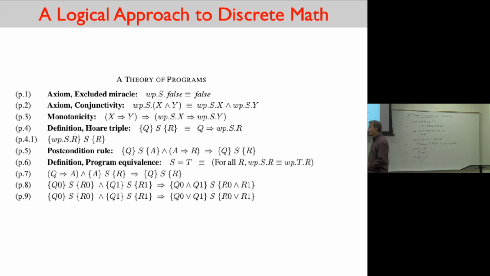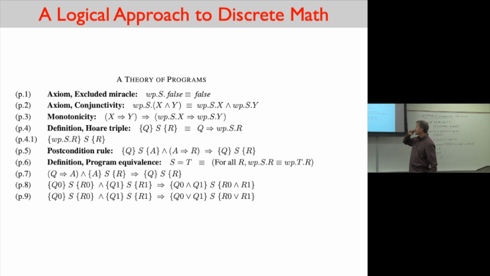Okay, so now let's look at 4.1. What does 4.1 say? Anytime you have an S and an R, it says that WP.S.R really is a precondition. It's true, and that does make it valid. In other words, it's kind of trivial, but we're proving that WP.S.R is a precondition. We know by definition we call it the weakest precondition, but we're actually going to show that it is.